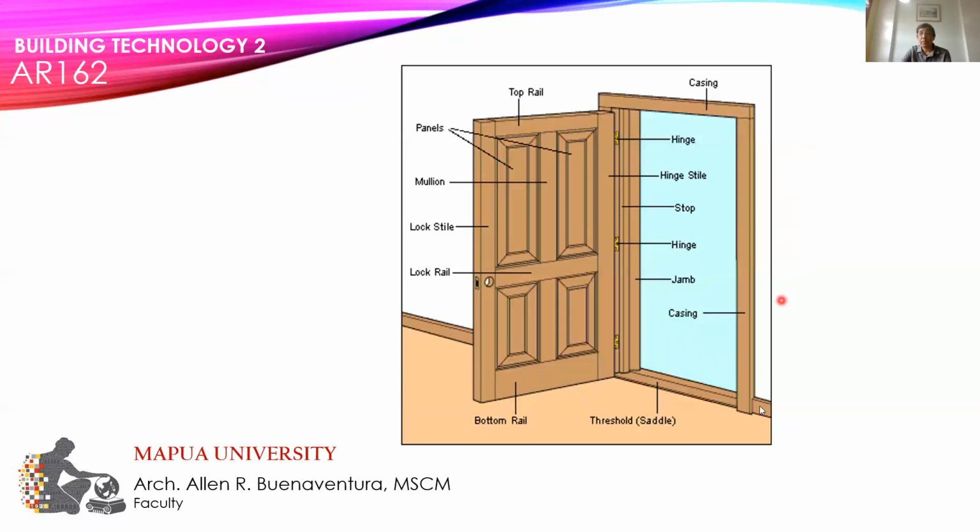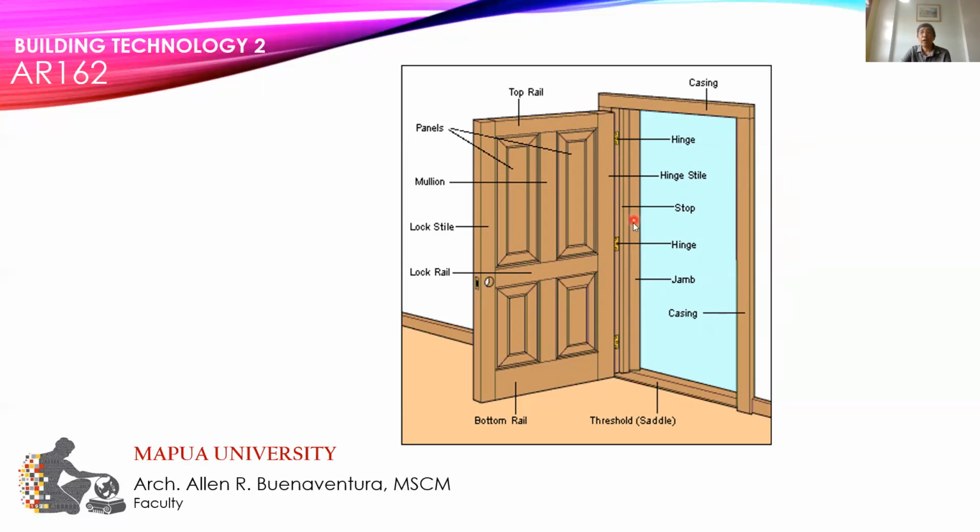So this is the door jamb, with a casing all around the door jamb. These are the casing. This in the middle part is the door jamb. We have also the hinges. These hinges are the ones that connect the door to the door frame, to the door jamb.